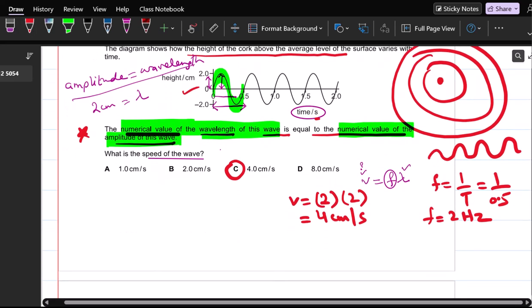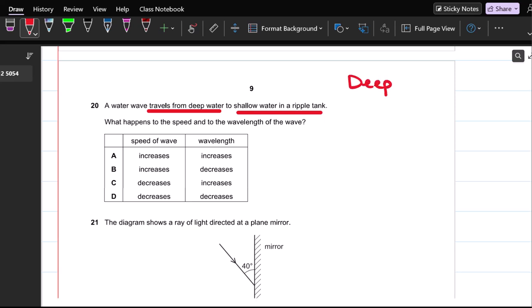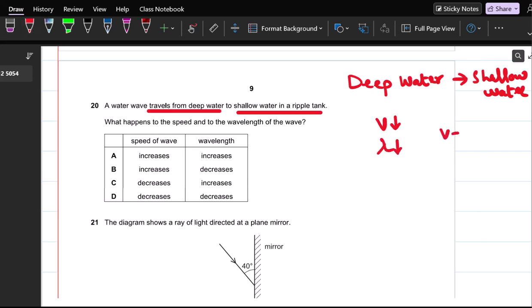Hope this is clear. Moving to question number 20. A water wave travels from deep water to shallow water in a ripple tank. Here you have to remember, whenever a wave moves from deep water to a shallow water region, speed decreases and wavelength decreases, because v is equal to f lambda. If wavelength decreases, speed decreases. So here it should be option D. What happens to the speed and the wavelength of the wave? So it will be D. 20 is going to be D.